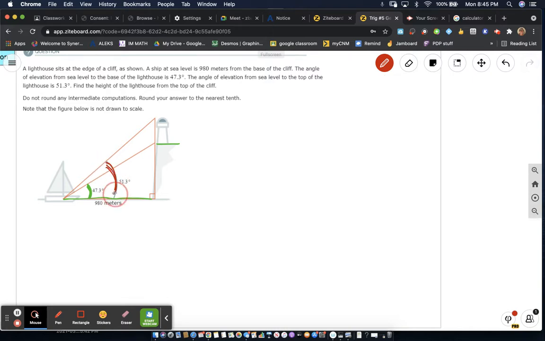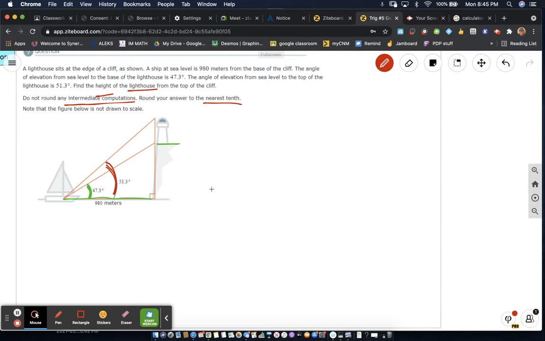Most likely they're going to want the height of the tower. Find the height of the lighthouse. That's what they want. Do not round any intermediate computations. Round your answer to the nearest tenth. So what they want you to do is actually come up with a plan. How would you do this?